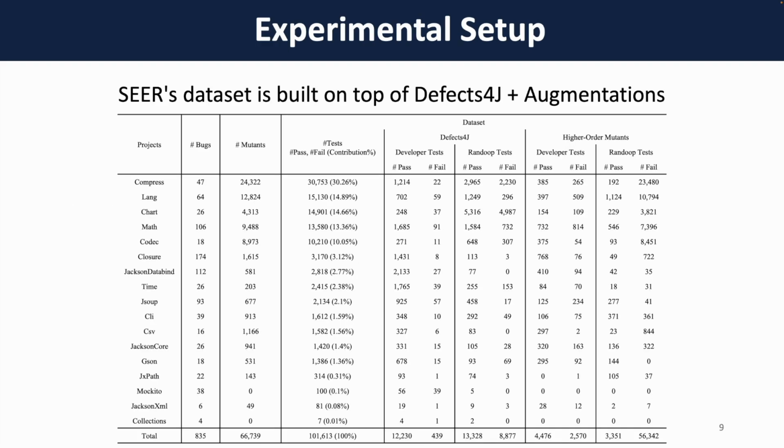As for the experimental setup, we've built SEER's dataset on top of Defects4J. The table shows some statistics of the dataset. Our dataset consists of real bugs and syntactic bugs. For the real bugs, we've exported realistic bugs from Defects4J. And for syntactic bugs, we've generated higher order mutants using the Major mutation testing framework. On the other hand, our tests are a mix of developer written tests, which are coming from Defects4J, and Randoop tests, which have been automatically generated by the Randoop test generation tool.